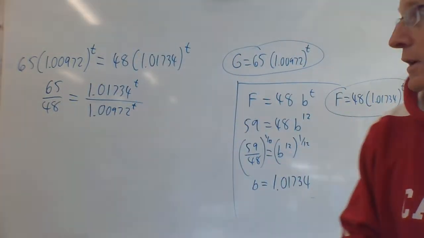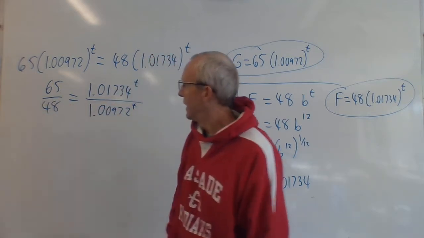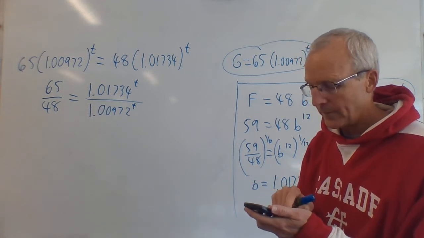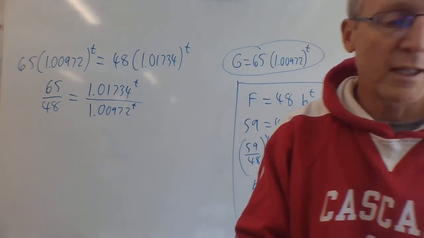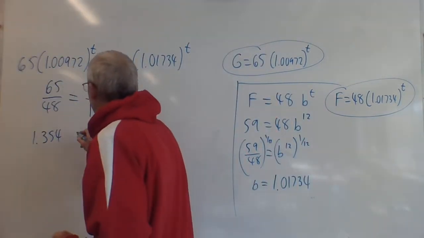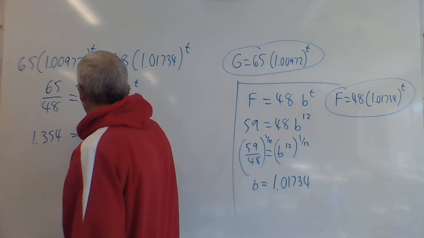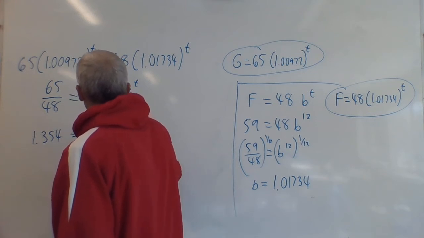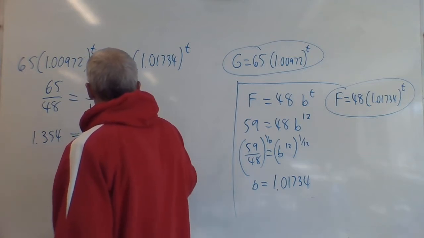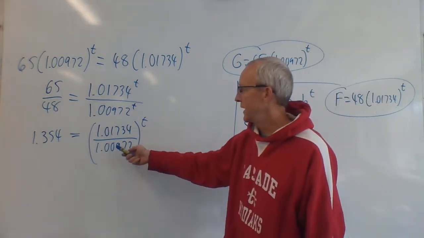Okay, so just, yeah, dividing both sides by that one. And now I get some numbers out of this. So 65 divided by 48 is 1.354. Keep a lot of decimal places. It makes a difference. 1.354. Now here, this is the same. If they're both raised to the t power, it's the same thing as 1.01734 divided by 1.00972, to the t. Okay, if they're both raised to the t power, you can do this.